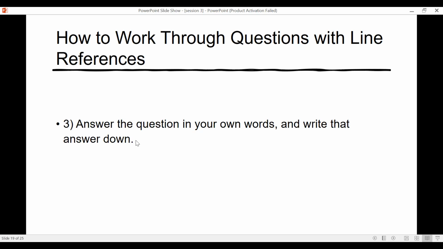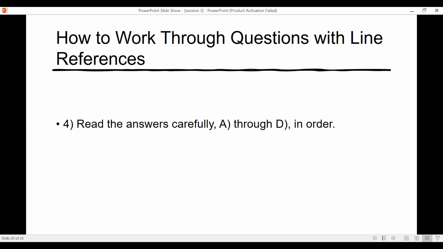Number 3, answer the question in your own words and write the answer down. Sometimes, Miss Erica says that this is going to be step 3. Some students do not have this ability. They cannot answer the question in their own words and write the answer down. Sometimes they do not understand a certain portion. So in this case, you can skip this step.